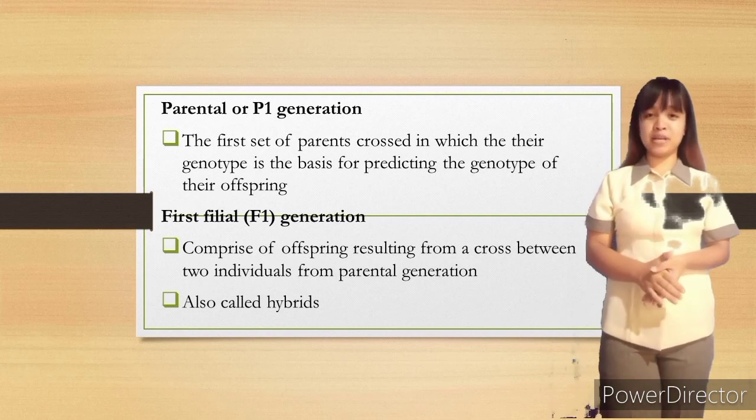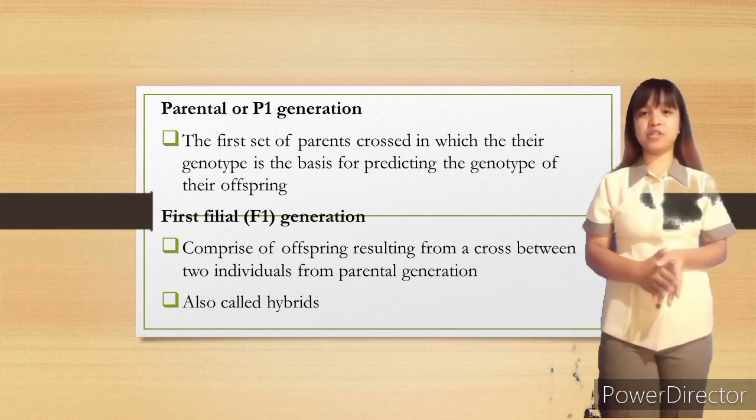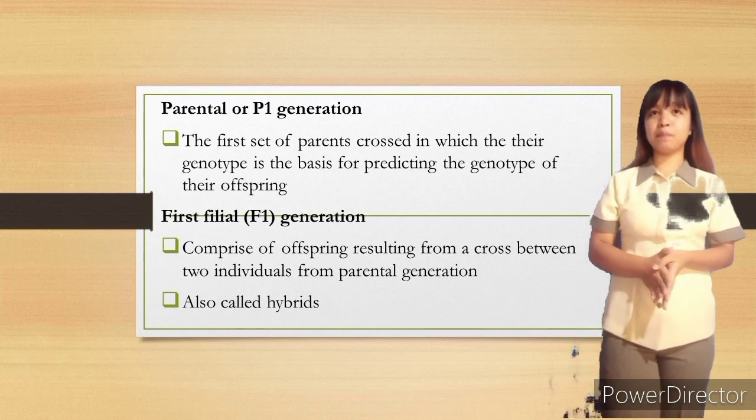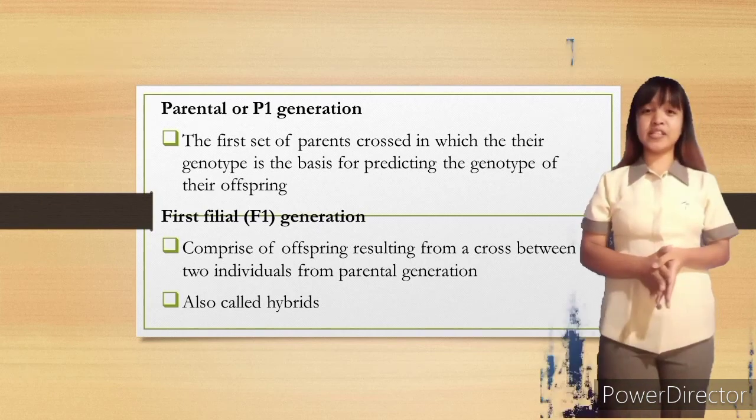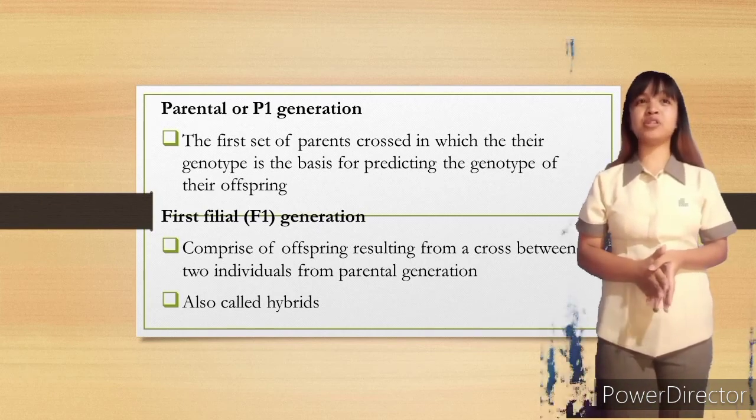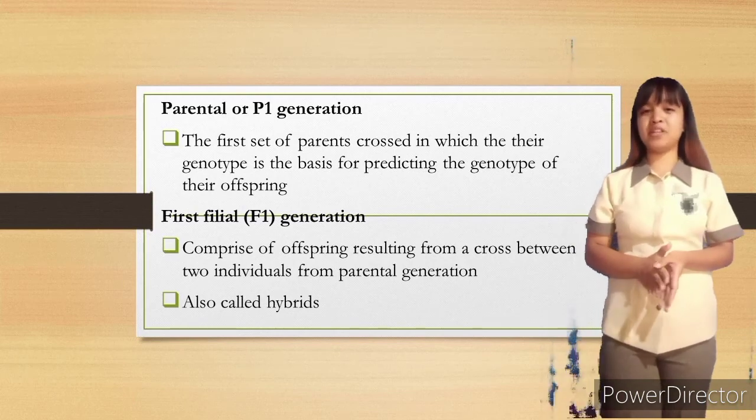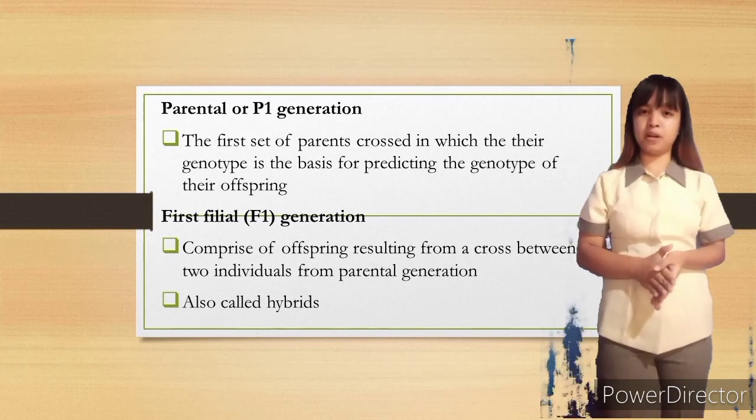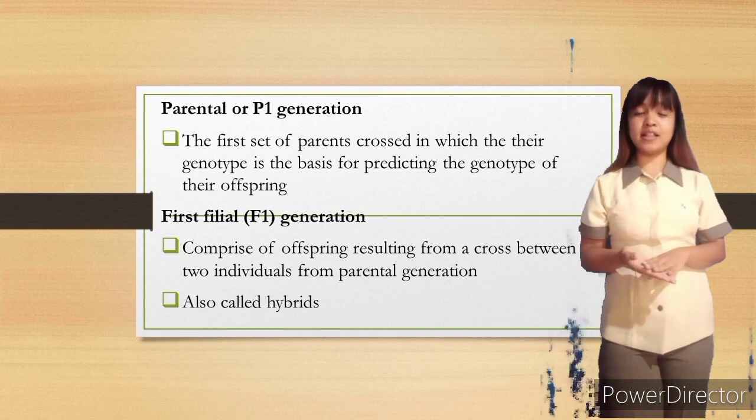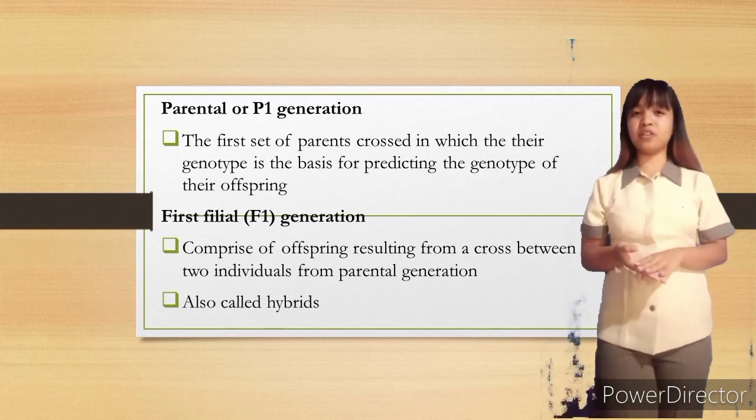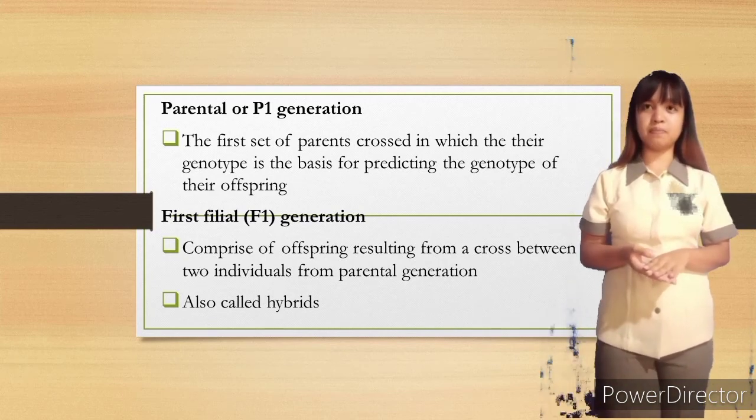The pure breeding peas were called the parental or P1 generation. The parental or P1 generation is the first set of parents crossed, in which their genotype is the basis for predicting the genotype of their offspring. When cross-pollinated, the resulting offspring is called the first filial generation.